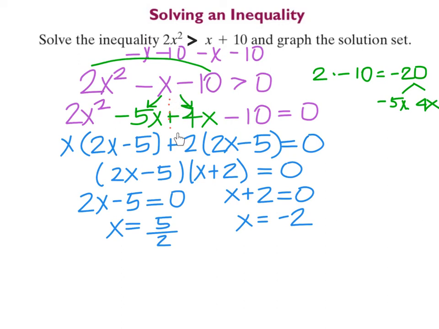So I split that down the middle. I factor this guy, and then I factor that guy separately. So I end up with 2x minus 5 times x plus 2. Set those both equal to 0, and I have my two x-intercepts.